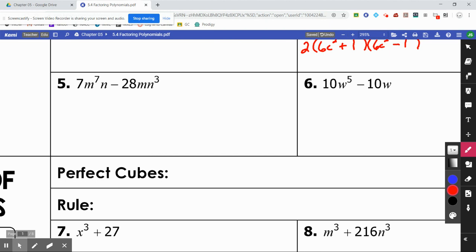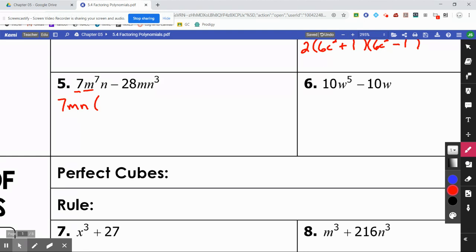Number 5, the GCF: there's a 7 in common. Take the lowest power of m that's in common. Take the lowest power of n. 7mn times what would give you this? 7 times 1 gives you 7. So you can put the 1 there if you'd like to, but you don't have to.